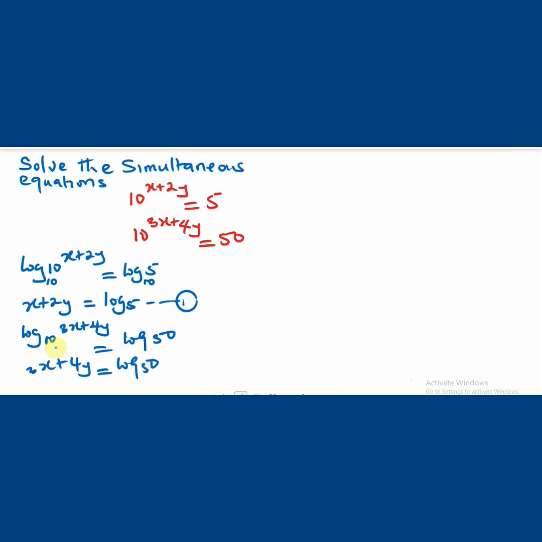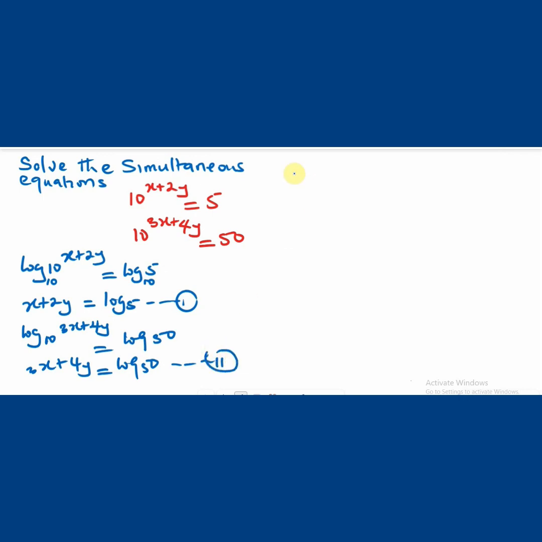Remember I said that this is log 10, which is 1. 1 times this is 3x plus 4y, because if you apply power law here, 3x plus 4y is going to multiply the log itself. And log 10 is 1. 1 times 3x plus 4y is 3x plus 4y. So I have here the second equation, that is equation 2.